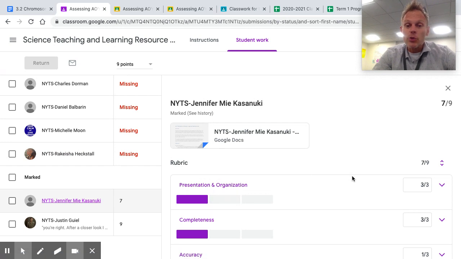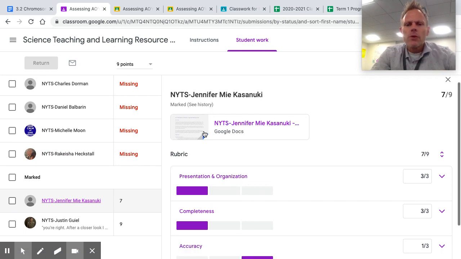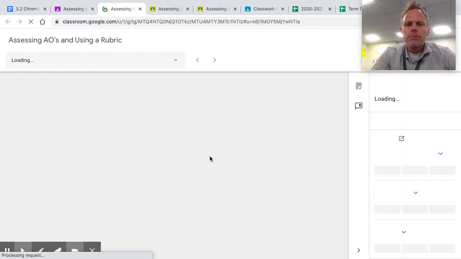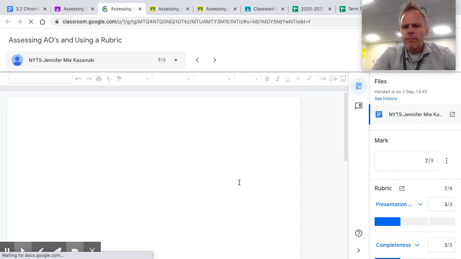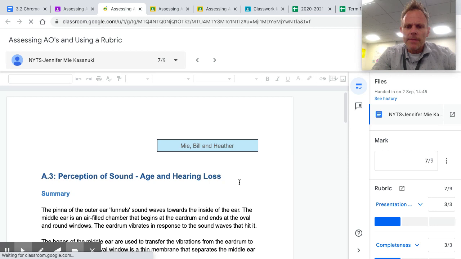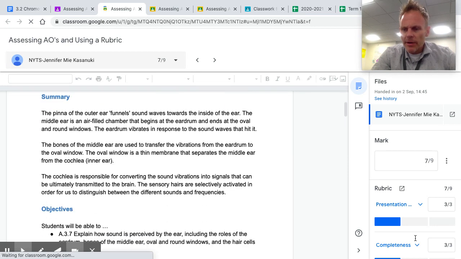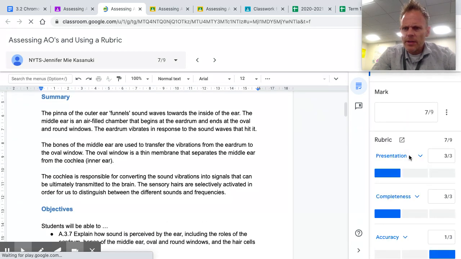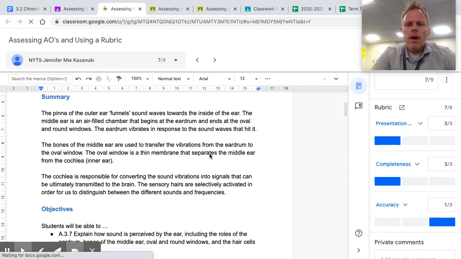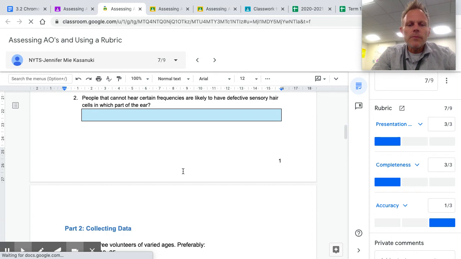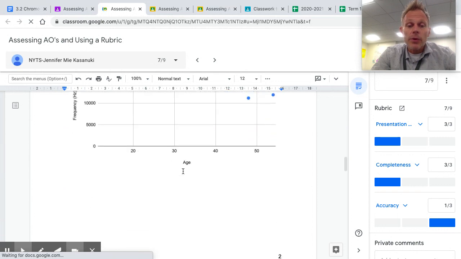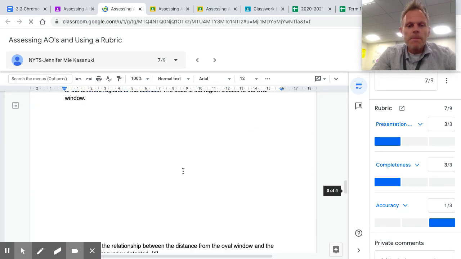So Miss Kasanuki's group. Don't tell her we're looking at her work. If I pull up her assignment, I want to talk about why maybe she got some of the grades that she did. It actually looks like it graded. Maybe she graded herself. This looks very kind. Oh, maybe it is accurate. I didn't have them do the whole assignment, but just so they can get a taste of it.